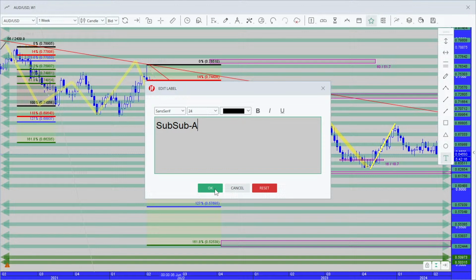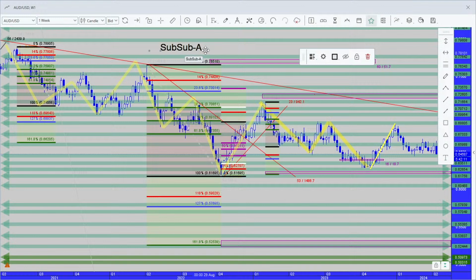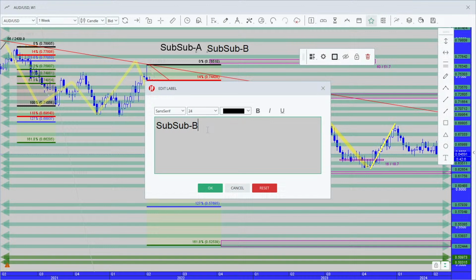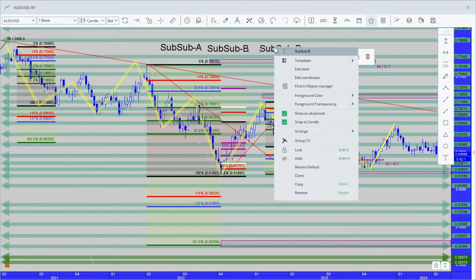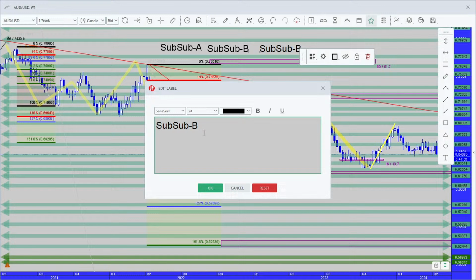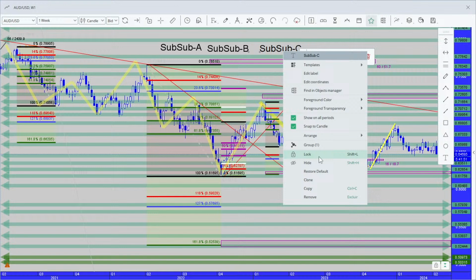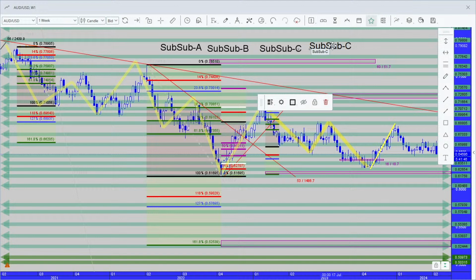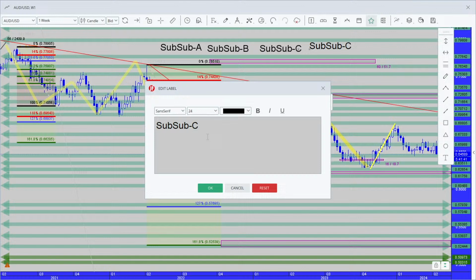Sub A. Right-click, clone. Right-click, edit label, sub B. Right-click, clone, right-click, edit label, sub A, sub B, sub C. Right-click one more time, and then we have the right-click and edit label, sub D, right?